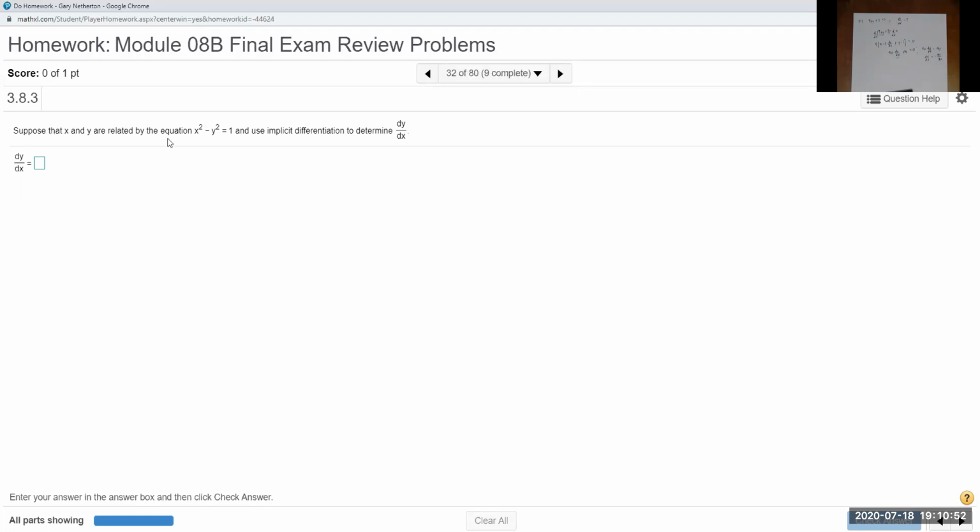Here's another one. X squared minus y squared equals 1. Solve for dy dx. So I think we're going to have a bunch of these in a row. Implicit differentiation problems. X squared minus y squared equals 1. And once again, they want to know dy dx.